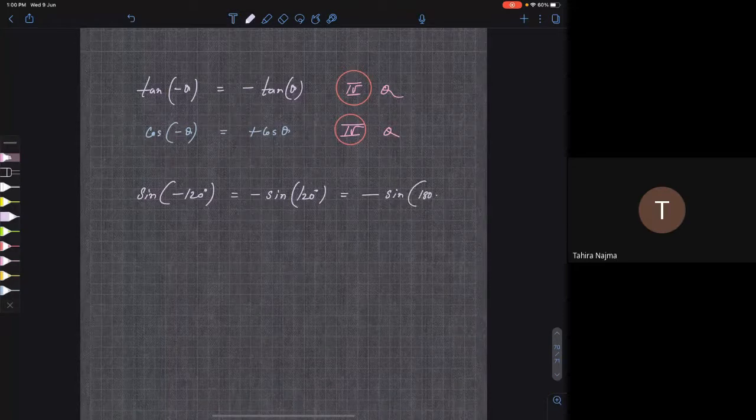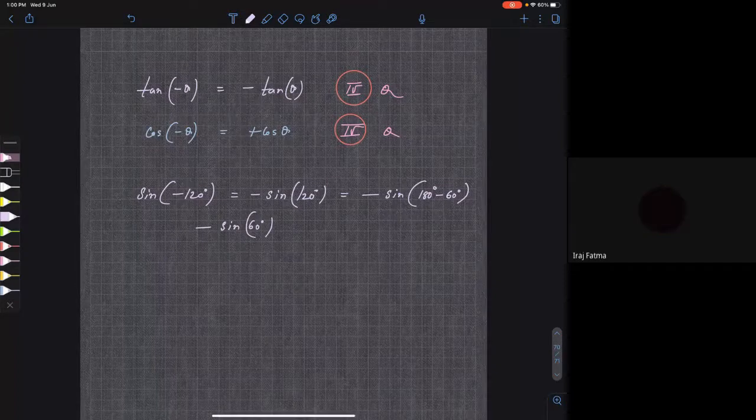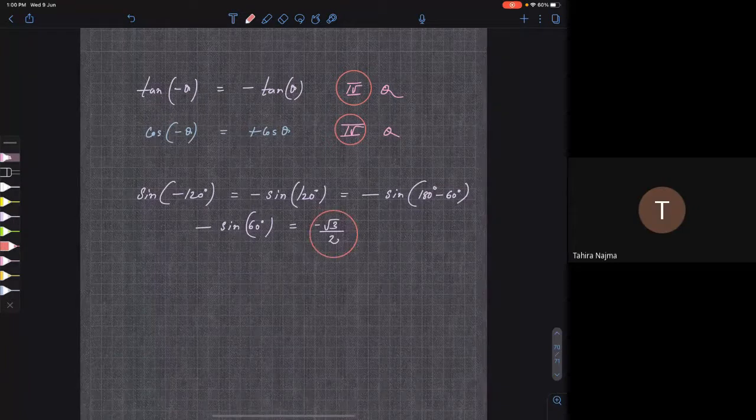Sine of minus 120 is sine of 180 minus 60, with a minus sign outside. Which is equal to how much? It is minus of sine 60 degrees, because in 180 minus 60 you'll get positive. So it is minus of sine 60, which is root 3 by 2, so overall minus root 3 by 2. You are getting my point?